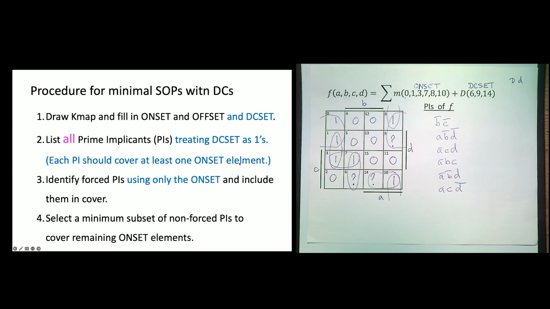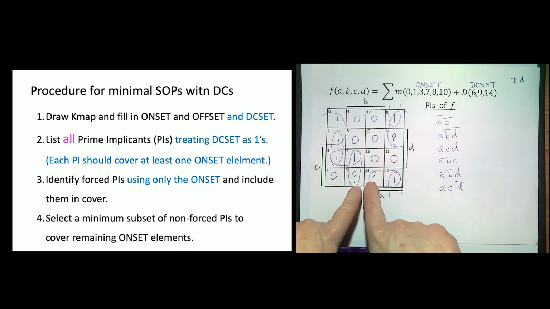Okay, so we don't want to draw that one because it only covers don't cares. So that's the only place that we deviate from the rule. We're not going to draw the one that covers these two don't cares. Okay, anything else? No, no. Okay, so which ones are forced?